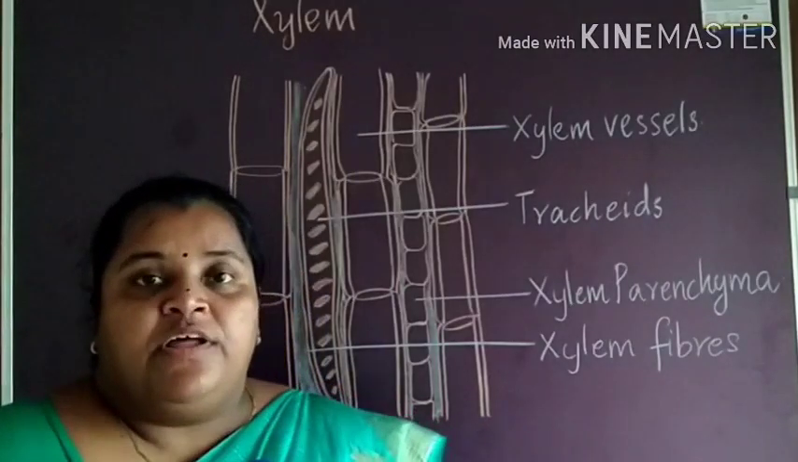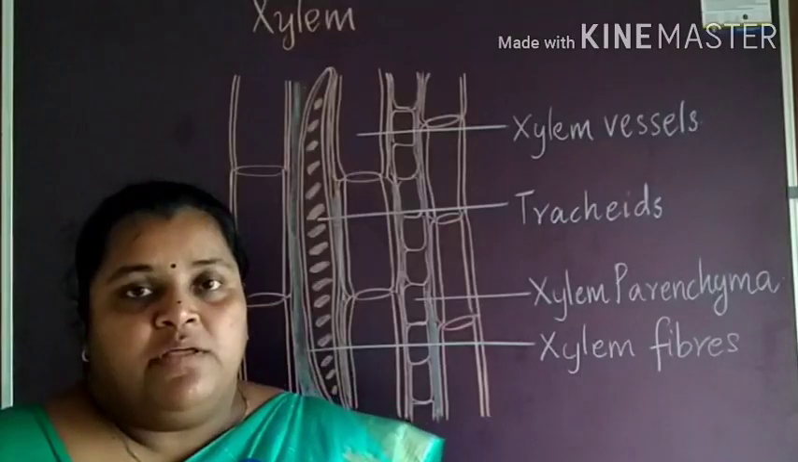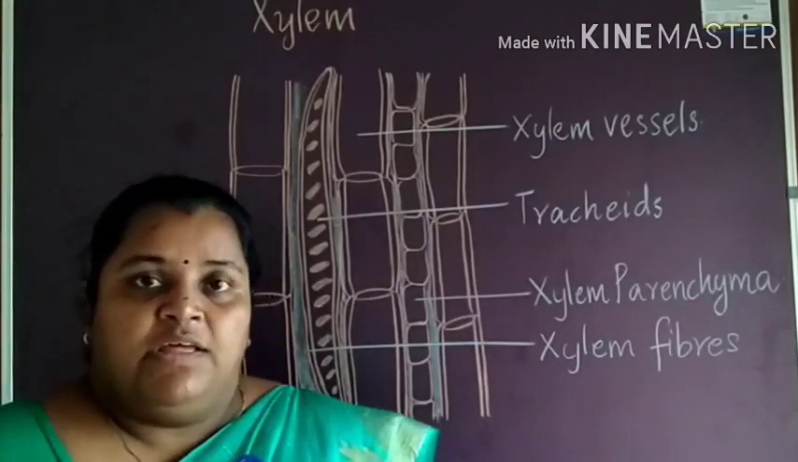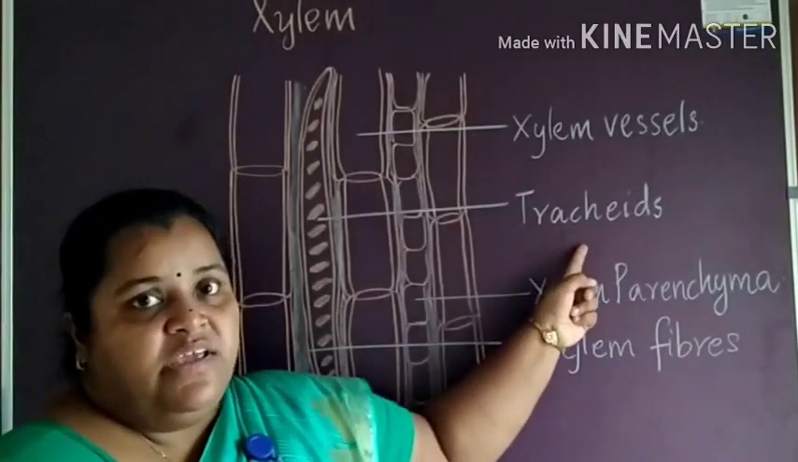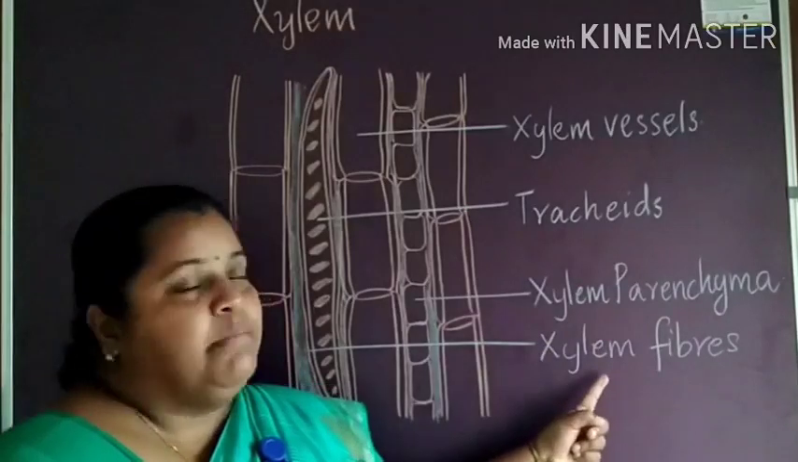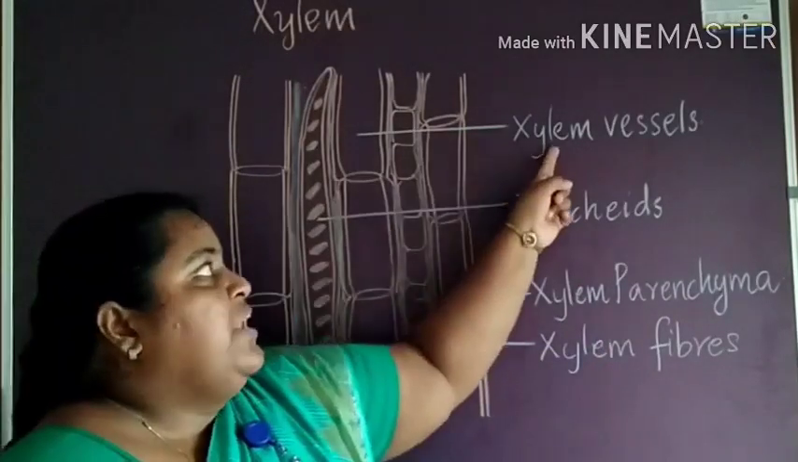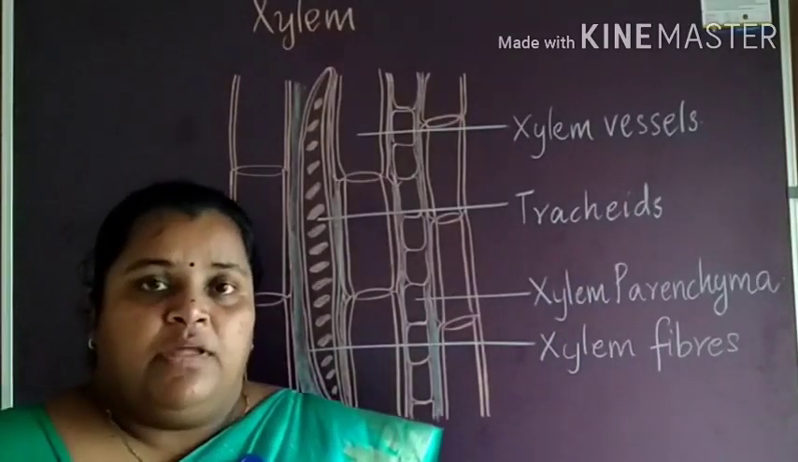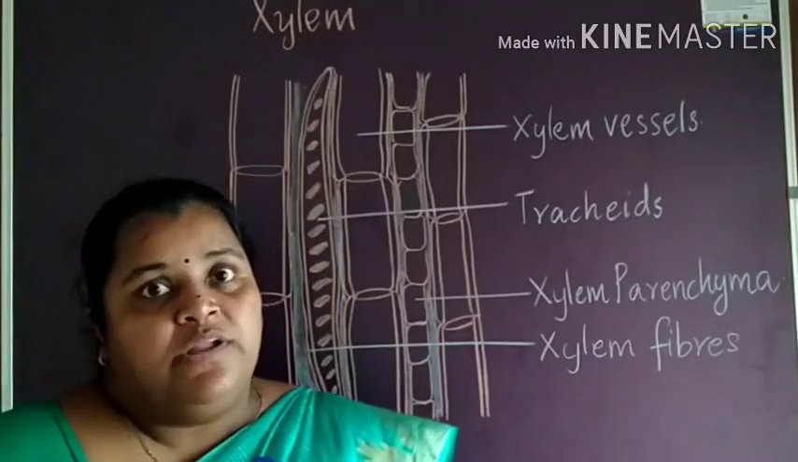Transportation of water and salt takes place in plants through xylem. Xylem is made up of 4 different types of cells. They are xylem vessels, tracheids, xylem parenchyma and xylem fibers. Xylem vessels and tracheids are the dead cells of xylem. They help in transportation of water and salt in plants.